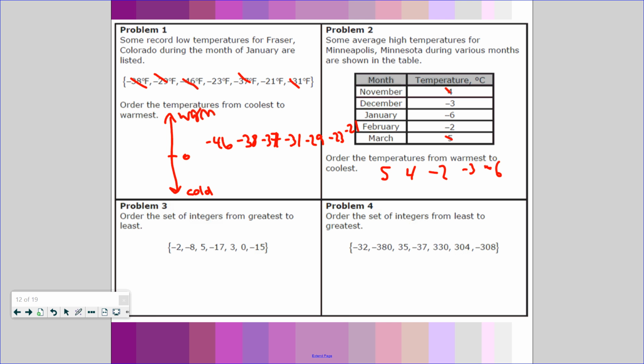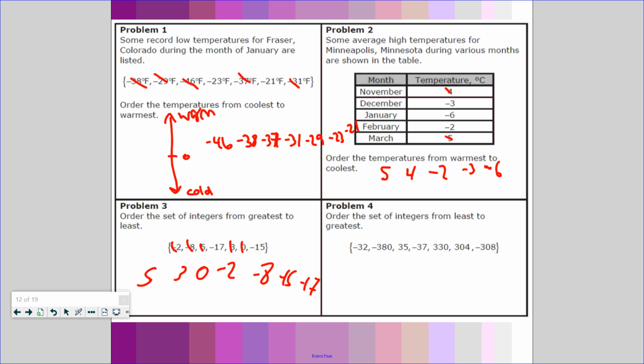Order them from greatest to least. Well, the greatest will be the most positive of all. So positives are 5 and 3. 0 is neither positive nor negative. Then which negative of these 4 is closer to 0? Negative 2, negative 8, negative 15, negative 17.